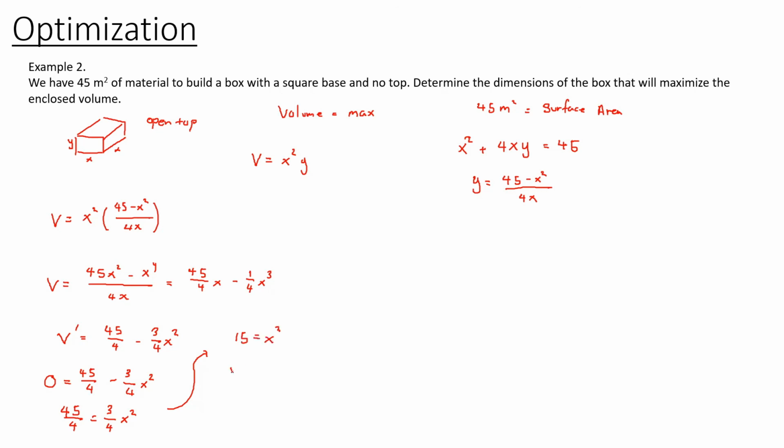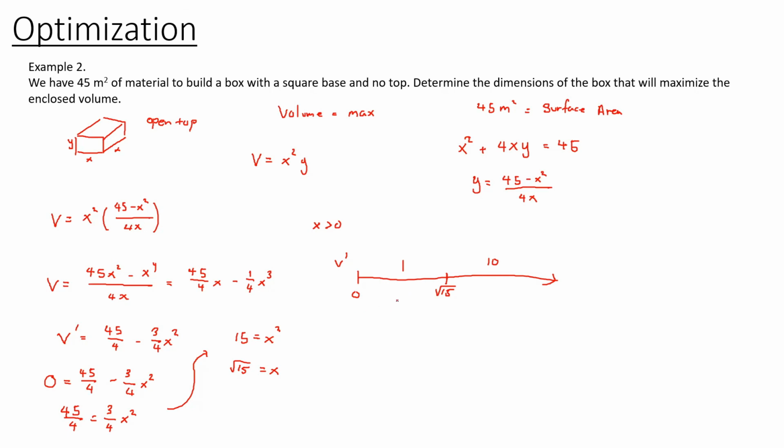Which happens to be radical 15 as our x. So just like before, our domain for x, because of the length, has to be greater than 0. I know radical 15 is a little less than 4, so I'm going to choose 10 to be safe. Again, pick any number. If you're in doubt, just pick a really big number. I'm going to choose 1 to test out the first derivative test.